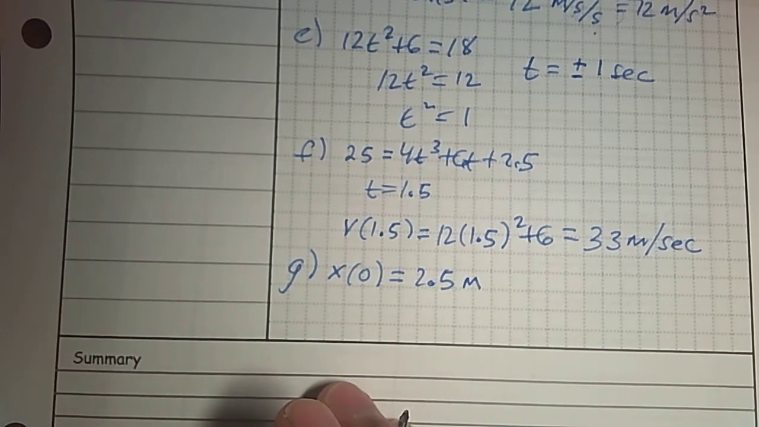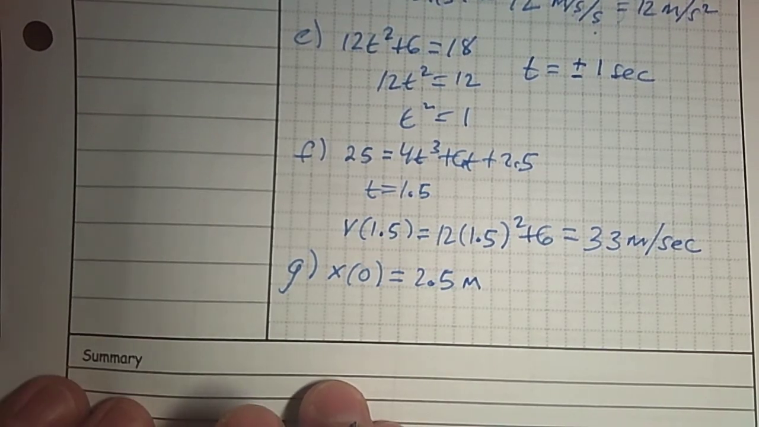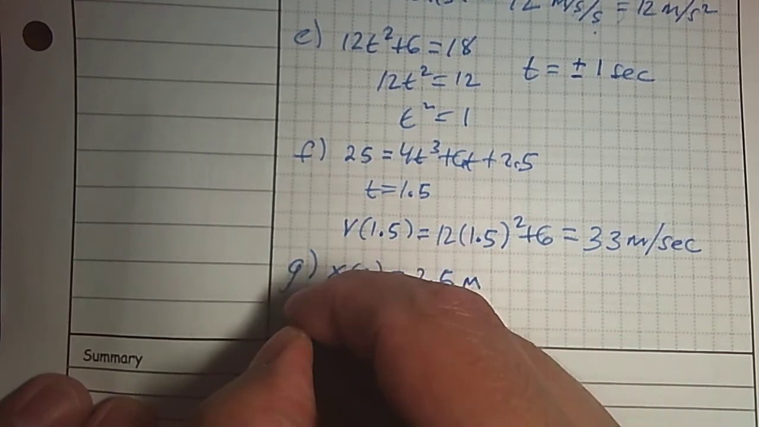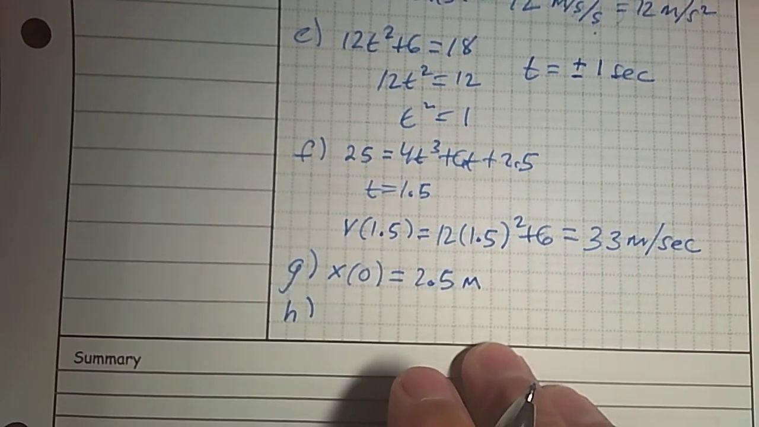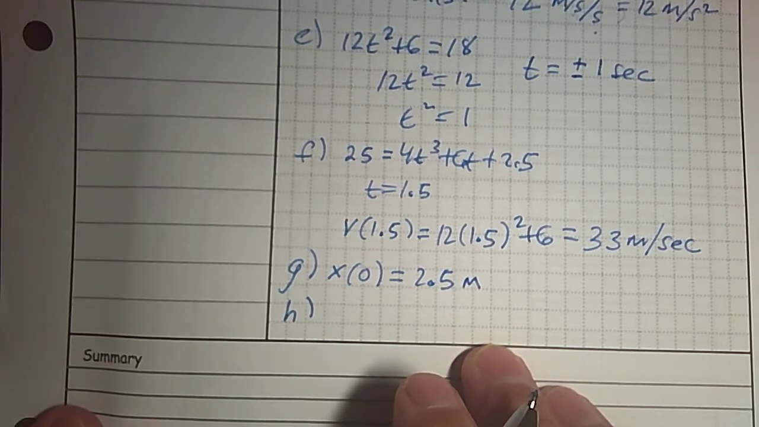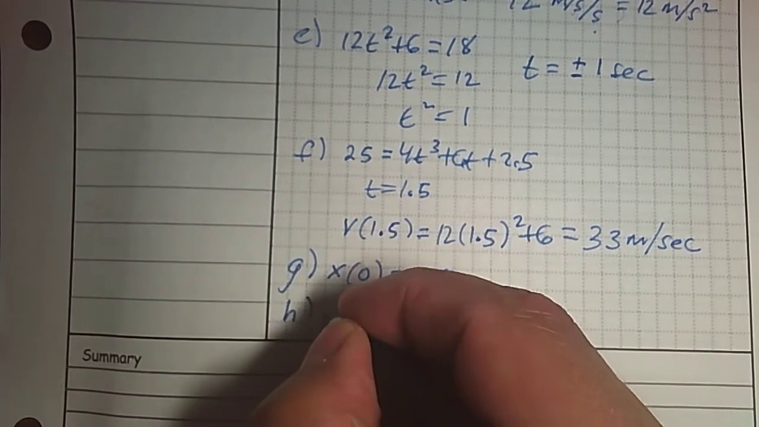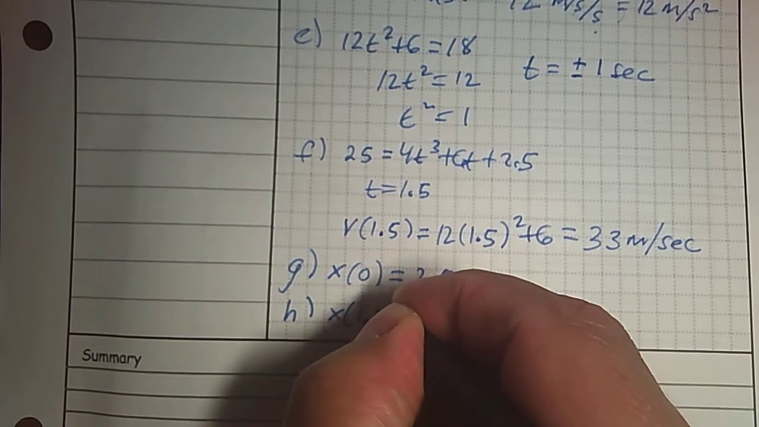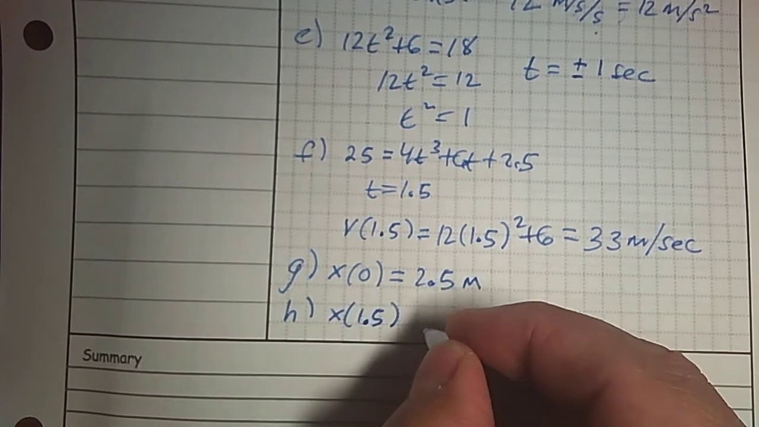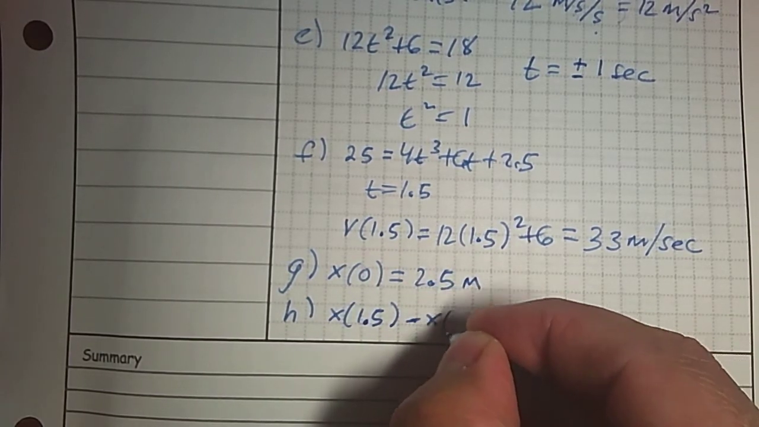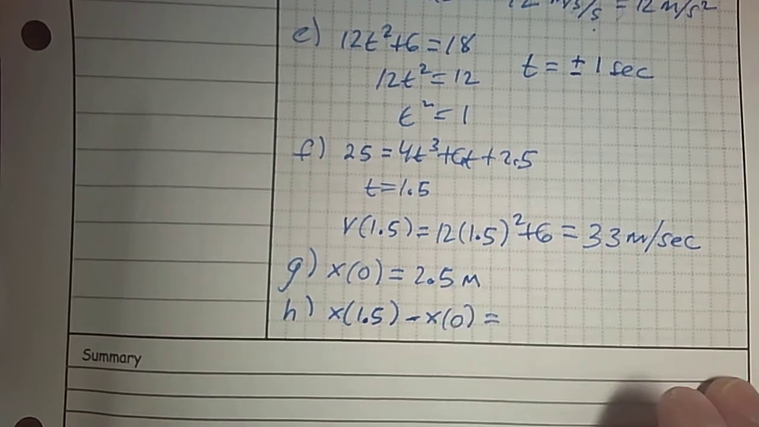Next question. Find the particle's displacement. So when we're asked to find the displacement, it's where you start compared to where you ended. So if I want to find the displacement from 0 to 1.5, then where did you end? So I plug in 1.5 into the position, subtract where you started. We already have that number, and that's it.